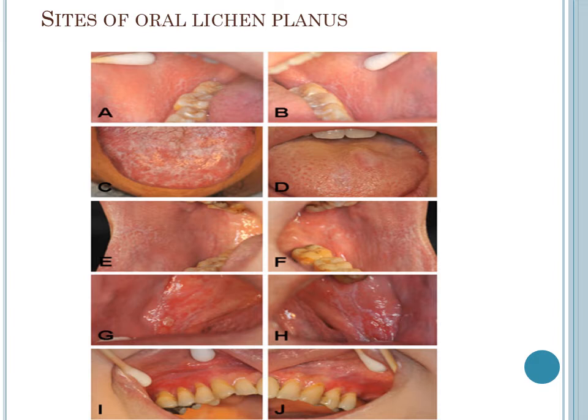The most frequent site is the buccal mucosa, but it can affect other sites too, such as the tongue, gingiva, lip, and vestibule. But the least frequent sites are the floor of the mouth and the palate.